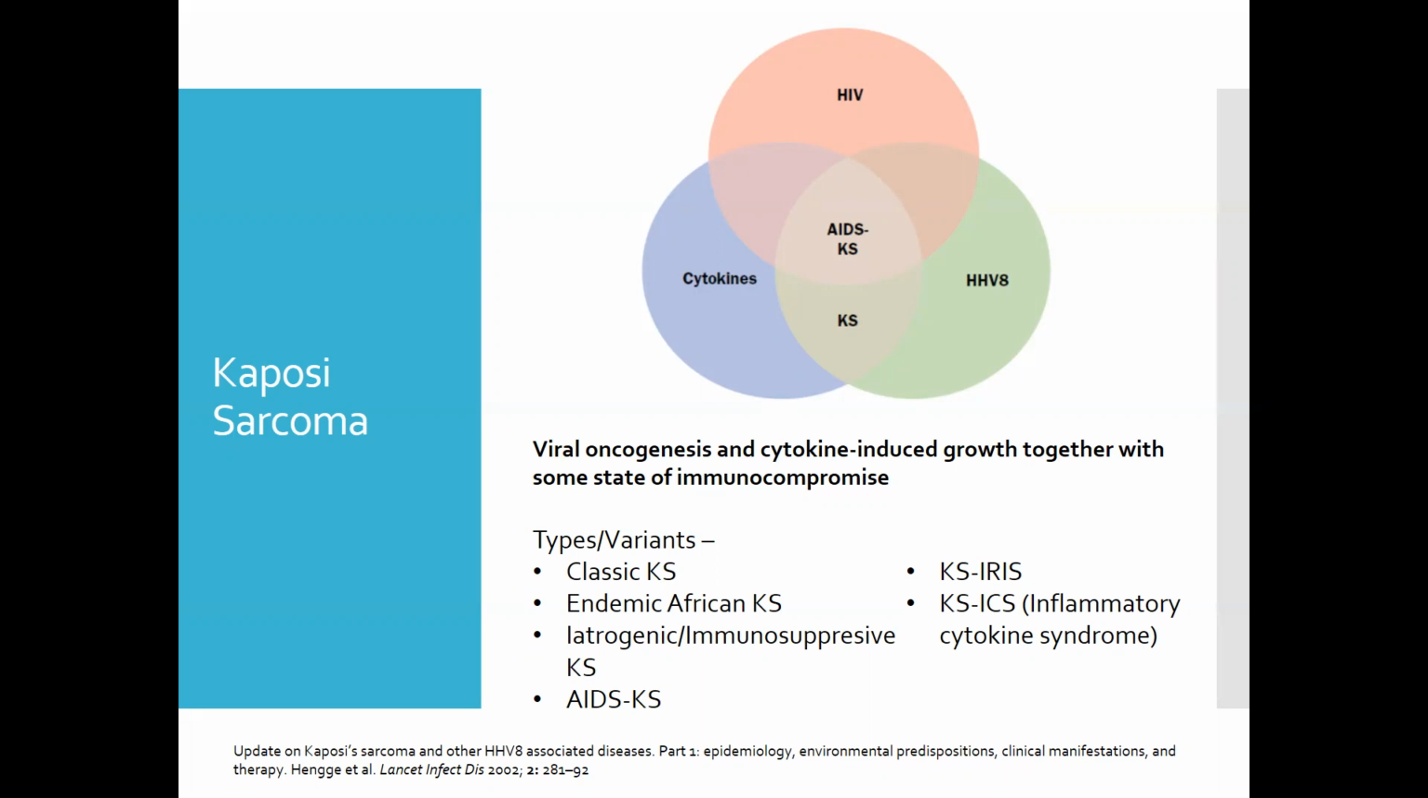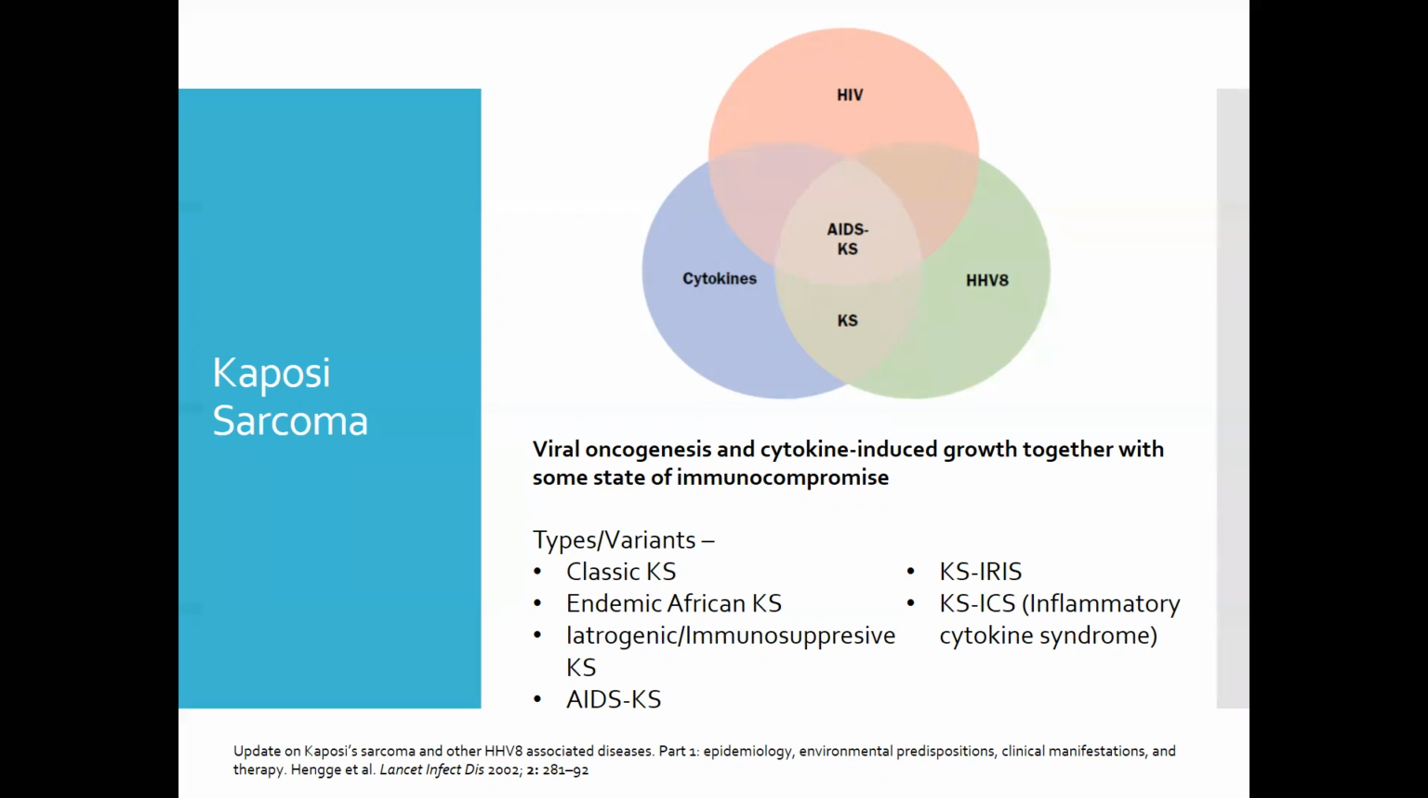Along with the oncogenicity of HHV, we need a cytokine-induced response and some sort of immunosuppression. So there is a complex interplay of all these three things together that eventually results in Kaposi's. And in the further slides, I'm going to focus on how all these three things basically act together.